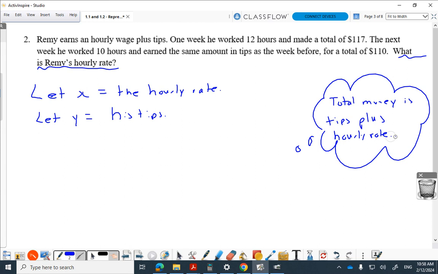But there's more to it. What do you got to do with your hourly rate to figure out how much money you get? Times hours worked. So this is like your little math playground over here, like, let me just figure out what's going on here, and that's really going to help. Because that is the equal sign. Total money. What's the first one? 117. They gave the total this time. Equals tips. Oh, I don't know what tips is, but I know that's y. Plus his hourly rate, which I don't know.